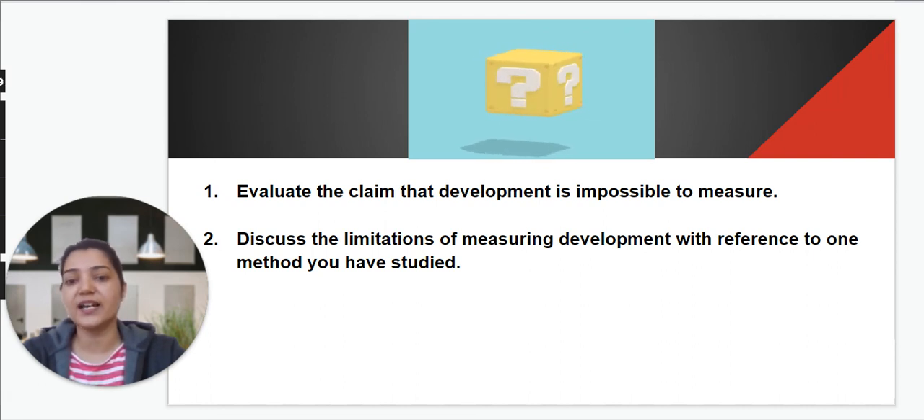The second one is, discuss the limitation of measuring development with reference to one method you have studied. You can discuss economic growth, which includes GDP, GNP, or net national product, right? You can either pick up this one, and in general you can discuss the disadvantages of growth. You can even take HDI also. You can take any other, the Happy Planet Index or any index that we have discussed.